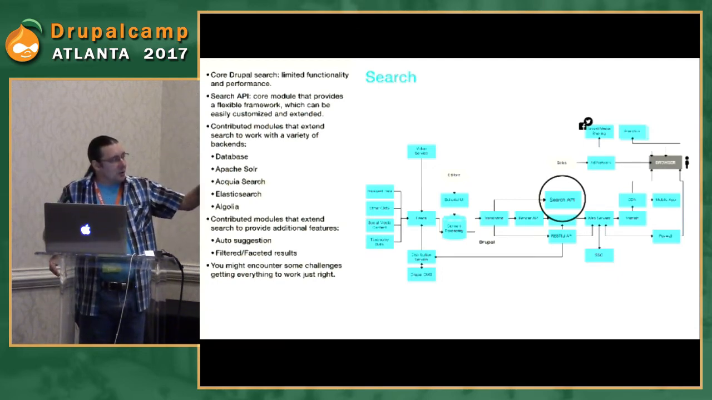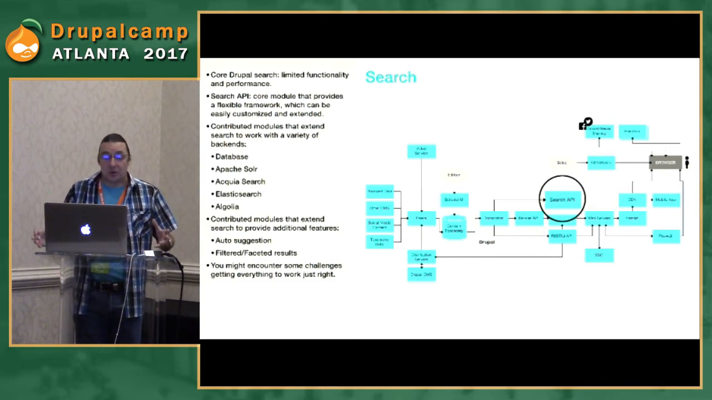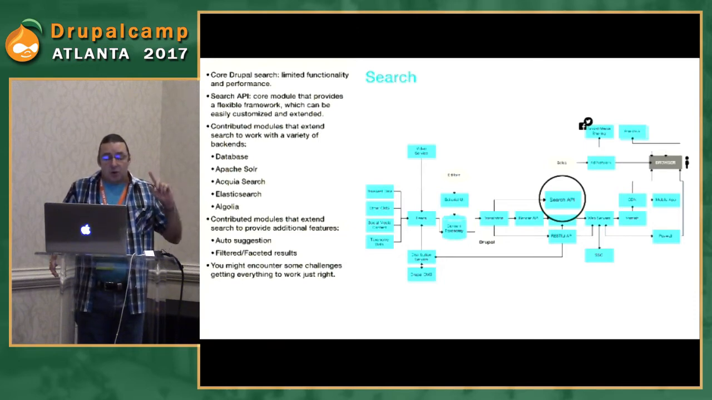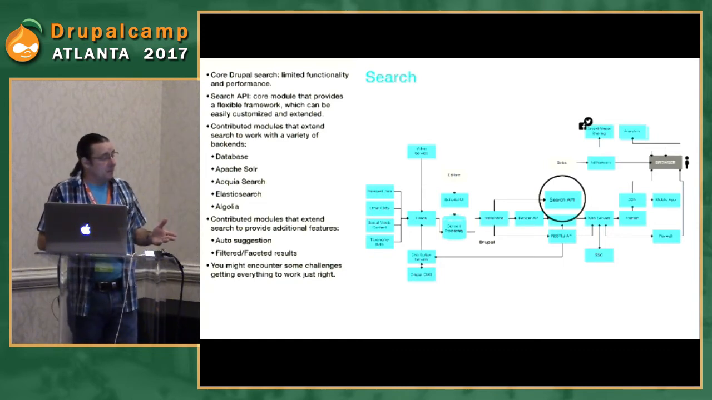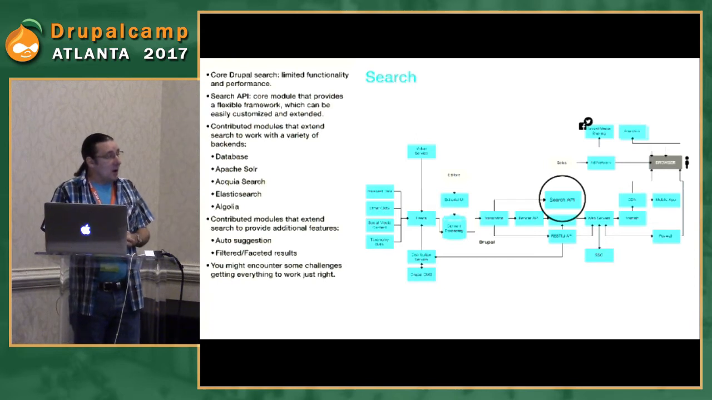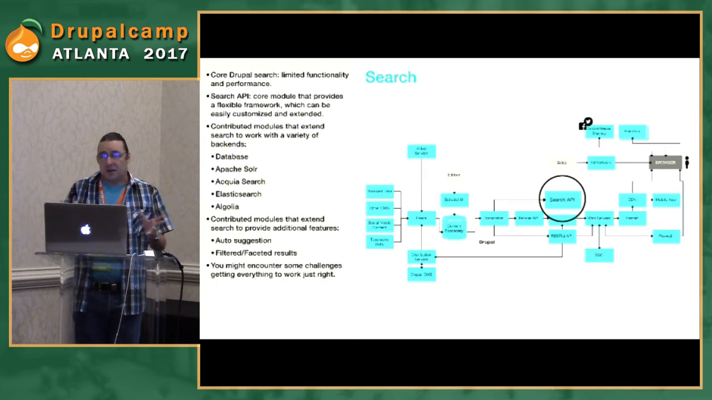And there are contributed modules that work with Search API to do exactly that. Once again, not all of them are very mature in their development, but something like Solr works as of today. And there's also contributed modules that extend the functionality of the search capability with things like auto-suggestion, filtered and faceted results, location-based results. So all of these things that we're talking about, this is really more or less a matter of configuration versus having to sit down and write a bunch of custom code to make this work.